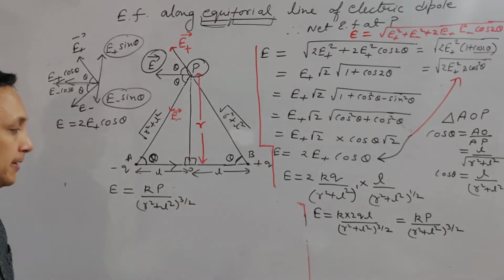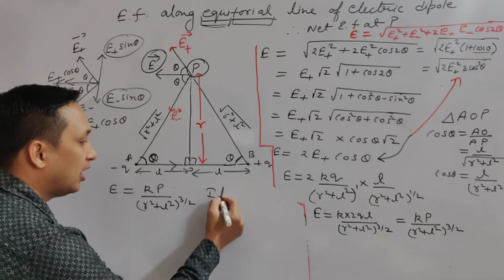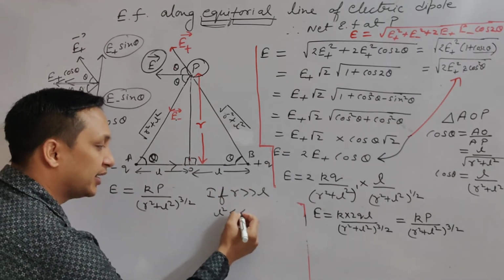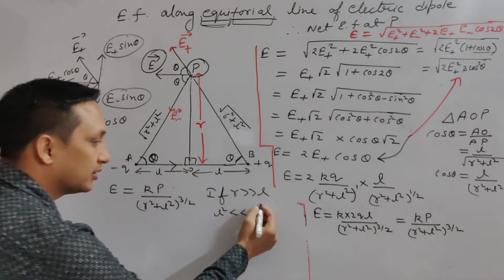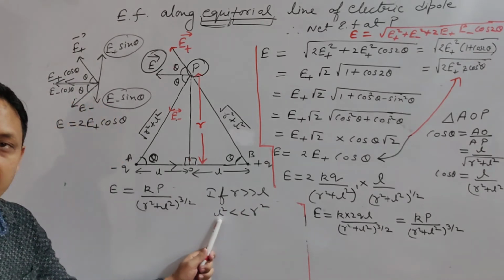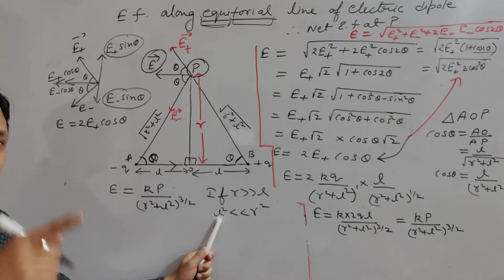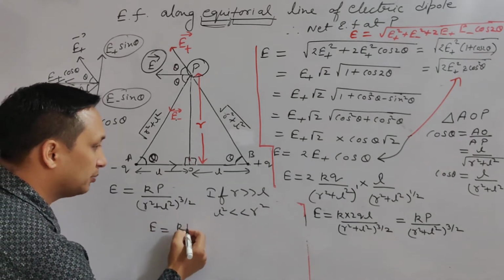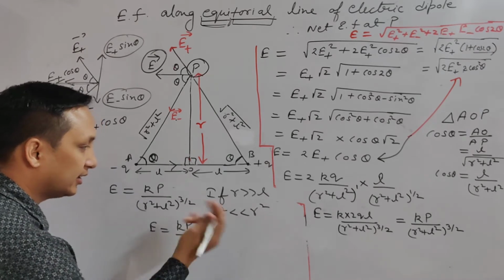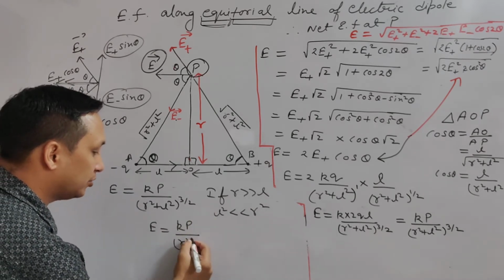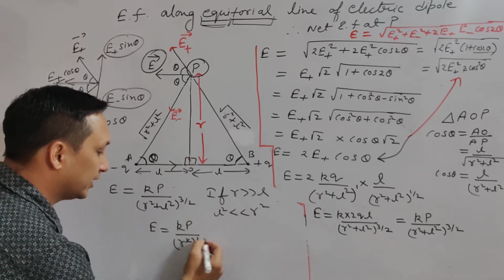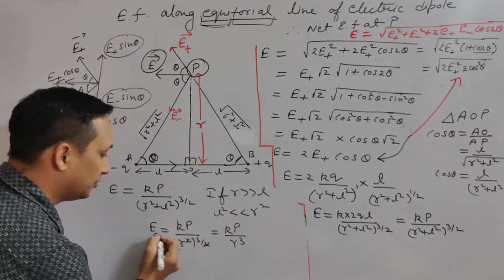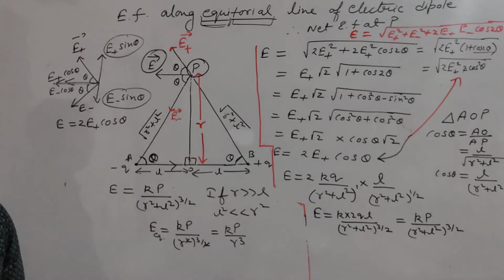Now, if r is greater than L, L square is very small compared to r square, so we can neglect L square, as we did in the axial line. The same thing we are doing in the equatorial line. So what will be E? E is equal to Kp upon, neglecting L square, r square to the power 3 by 2. The 2 cancels out. It becomes Kp upon r cube. This is the magnitude for the equatorial line.